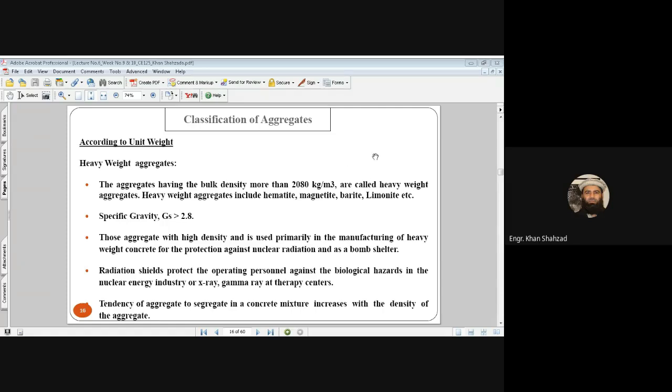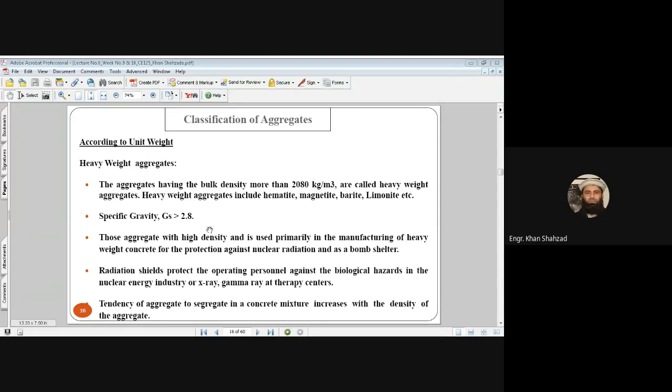So let's talk about the classification of aggregates according to unit weight. How can we classify the aggregates according to their unit weight? We have heavyweight aggregate, lightweight aggregate, and normal weight aggregate. There are three types of aggregates. So the first one is the heavyweight aggregate.